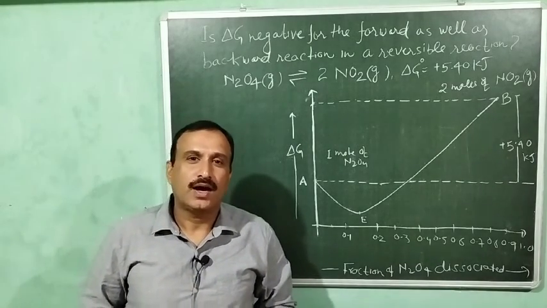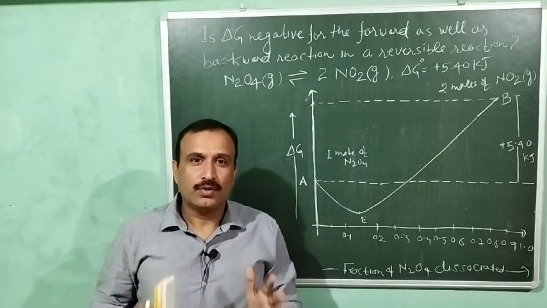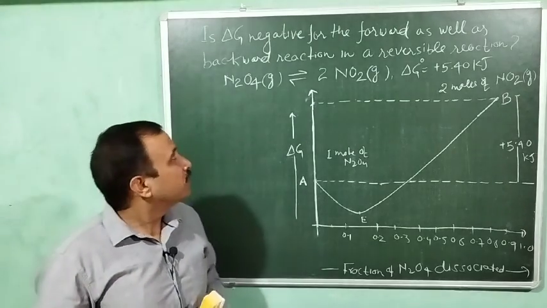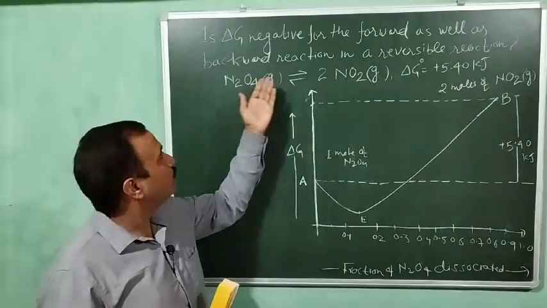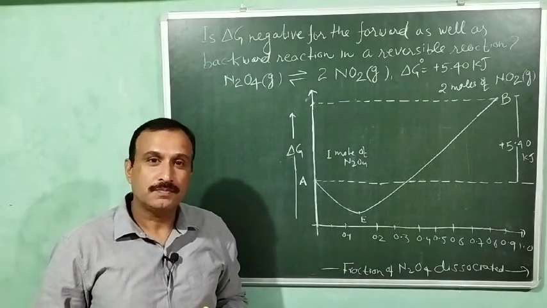And in this video, I'm going to answer a very important and interesting question. Is delta G negative for forward as well as backward reaction in a reversible reaction?